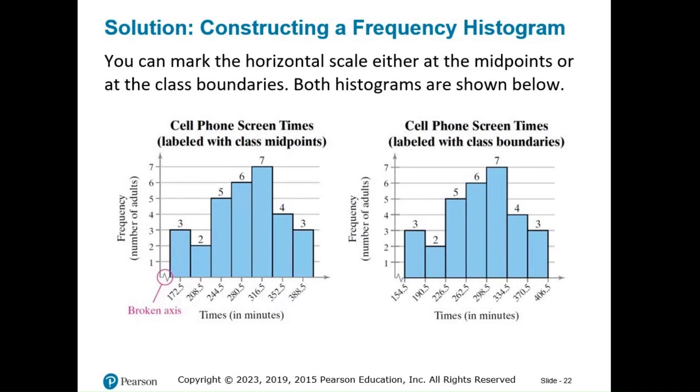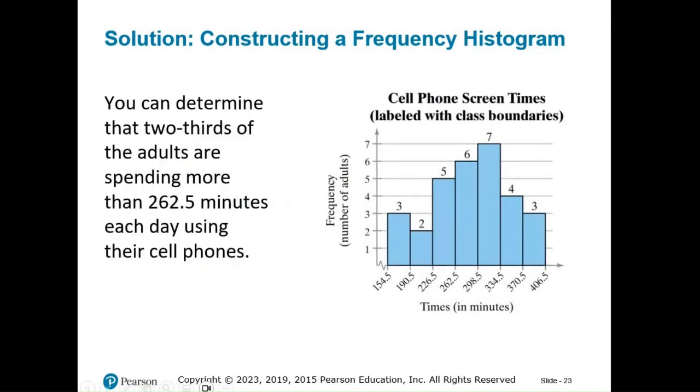Physically graphing the frequency distribution makes it easier for us to interpret the information after we have organized it. We can see now, for example, that 2/3 of adults are spending more than 262.5 minutes each day using their cell phones.